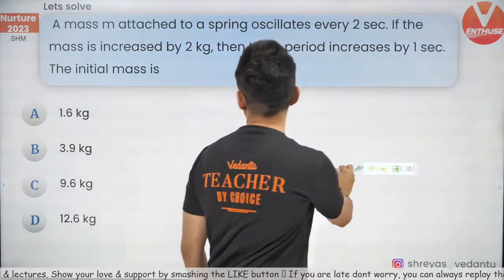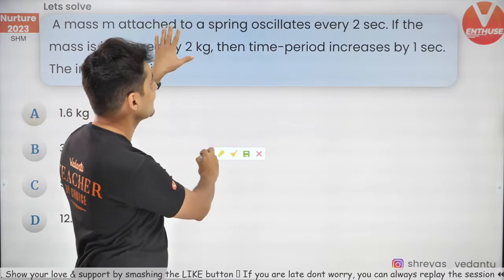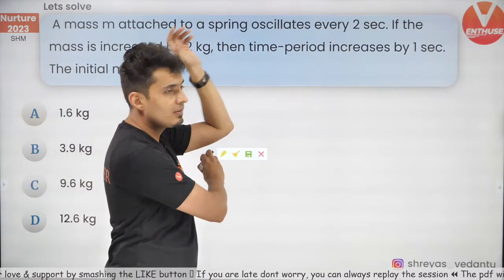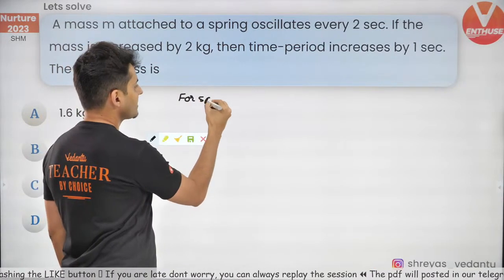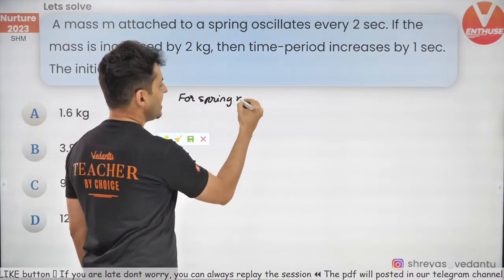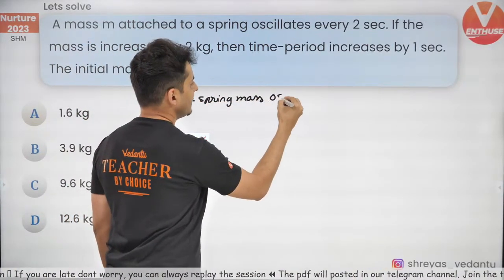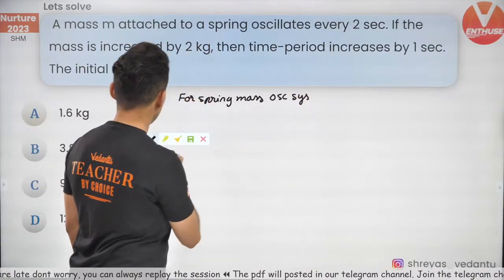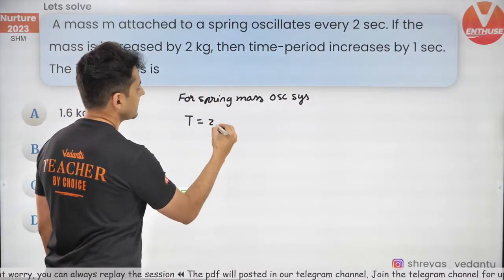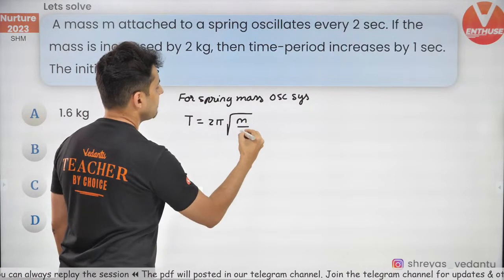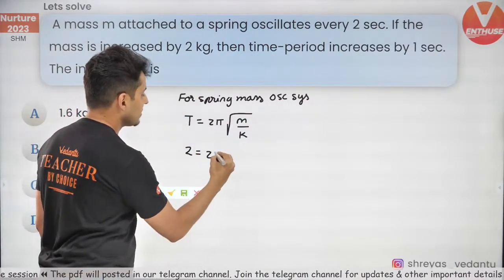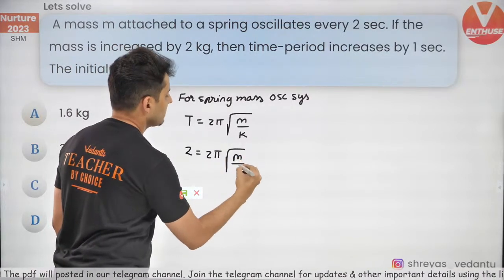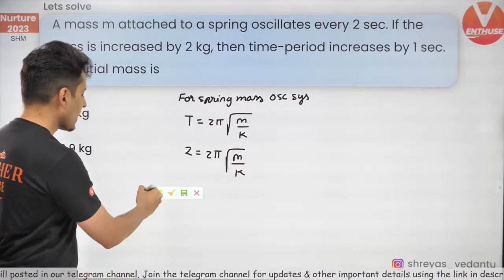Now, it's mentioned that the original mass makes the spring mass system oscillate every 2 seconds. So we all know for a spring mass oscillating system, the time period is given by 2 pi under root m by k. The time period in this case is 2 seconds. So this is 2 pi under root m by k, of course.